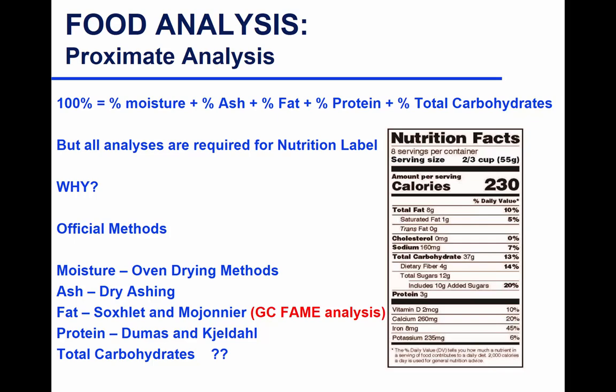Okay, so for the nutrition labeling, we talked about having to use official methods of analysis. These are the methods that we're going to learn, along with other methods for each component. So for moisture, all of you have done the labs already. We've done the AOAC method, or the official methods of analysis, which are oven drying methods.